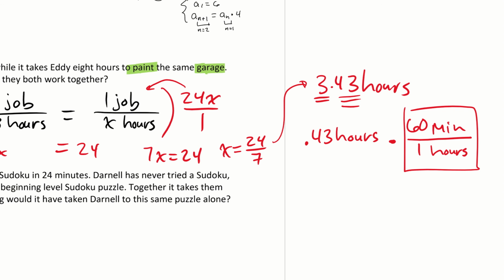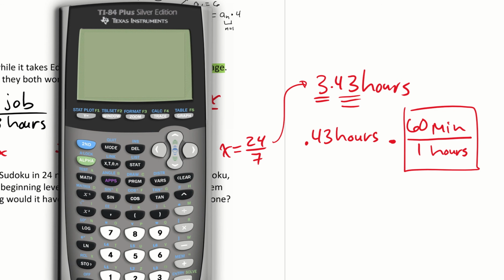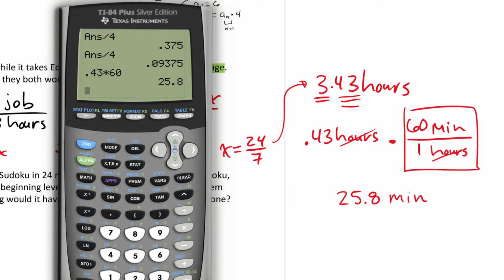So if I just multiply 0.43 times 60, I get that this is going to be 25.8. Now notice that my hour units are gone, and the thing I'm left with here are just minutes, right? So this is a number of minutes, 25.8 minutes. If I wanted to, I could go another step further and turn these into seconds, but I think I'll stop here. And I'm very happy with this answer.